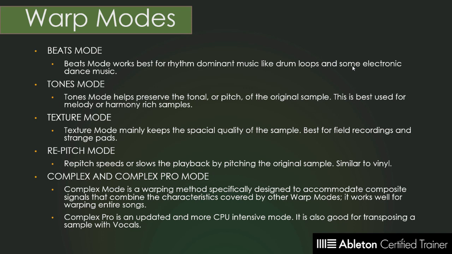Complex Pro is an updated version that is more CPU intensive, but it's also a lot better for vocals or transposing. And we're going to look at the creative use of Complex Pro because I find that one to be really interesting. So those are the basic modes. Now that we've reviewed the different warp modes, in the rest of the videos, we're going to look at how we can creatively use these modes in our own music production.